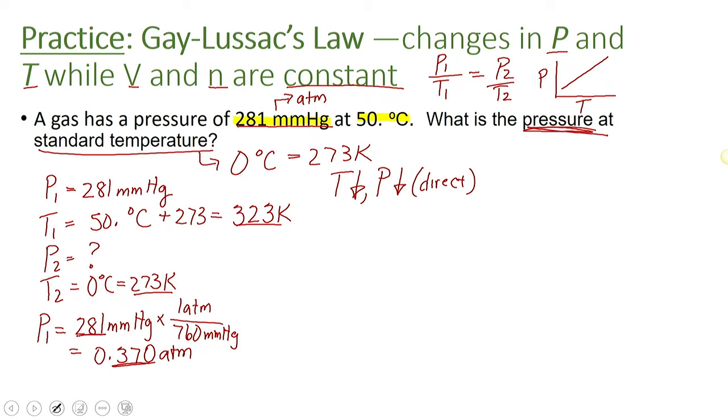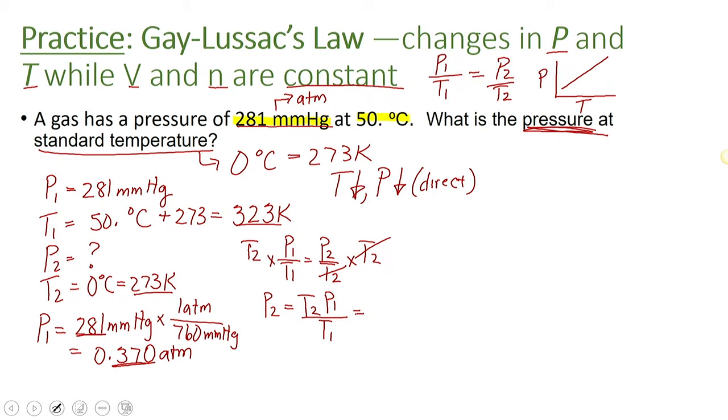I kept the 0 at the end so I can maintain the same number of significant figures. All right, so let's look at our equation. P1 over T1 is equal to P2 over T2. And we're looking for P2, so this is not so difficult. If we just multiply both sides by T2, then we end up with P2 as T2 times P1 all over T1. Now, we just plug and chug.